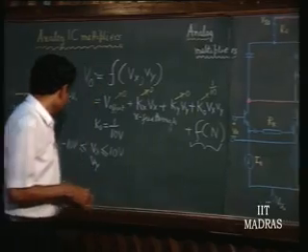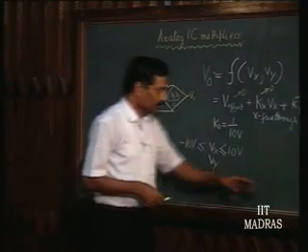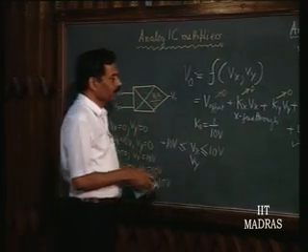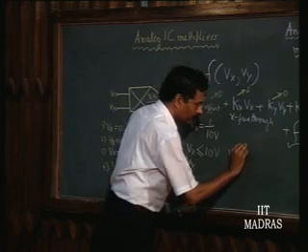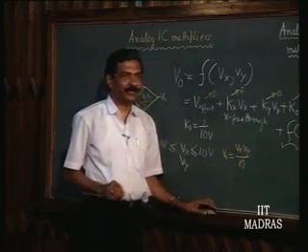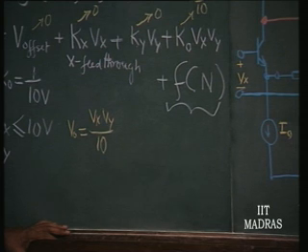So, now after this adjustment is made, the multiplier is ready for use, and thereafter you can use the expression that V naught is equal to Vx Vy by 10, and this is going to be valid for Vx and Vy both ranging from minus 10 volts to plus 10 volts. This you should remember as the property of a precision multiplier, available in an IC form.